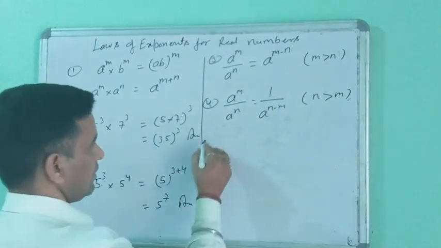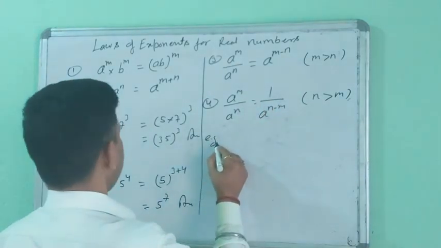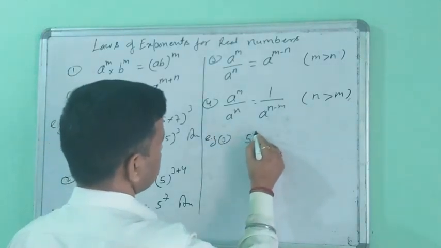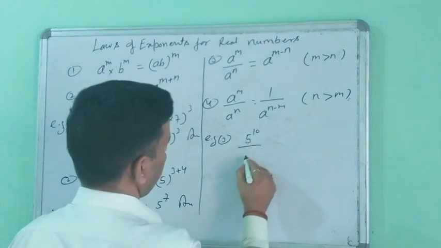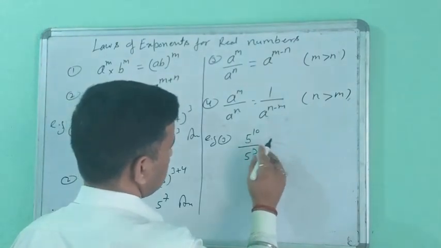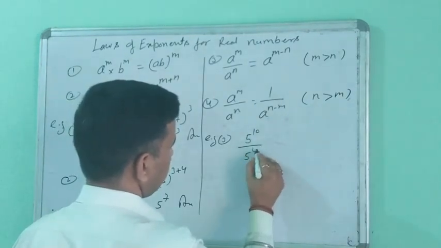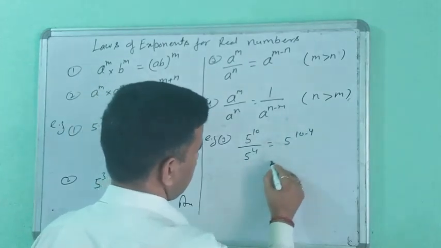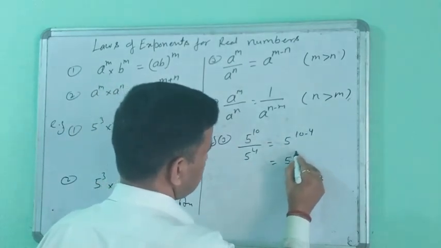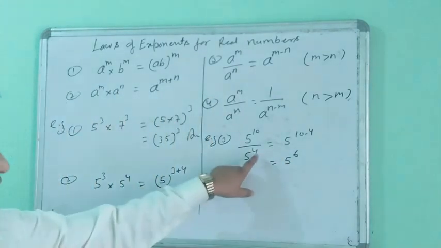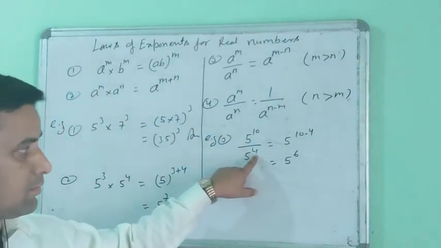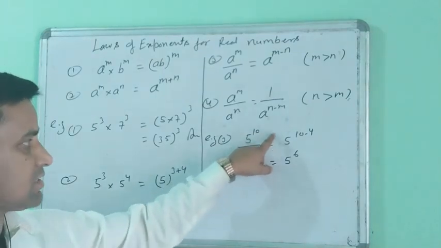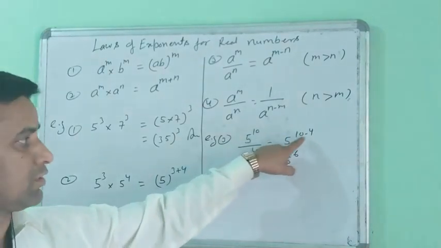Then example here, third. Suppose 5 exponent 10 upon 5 exponent 4. Then you can write here 5 exponent 10 minus 4. What result comes here? 5 exponent 6. Because the exponent of the denominator is less compared to the numerator, it is transferred in the numerator.